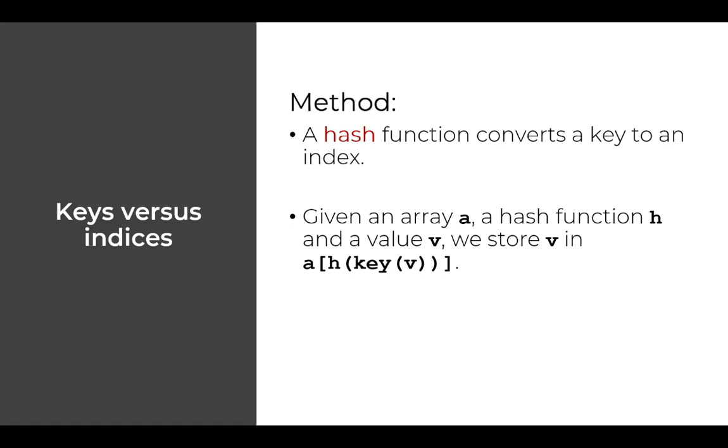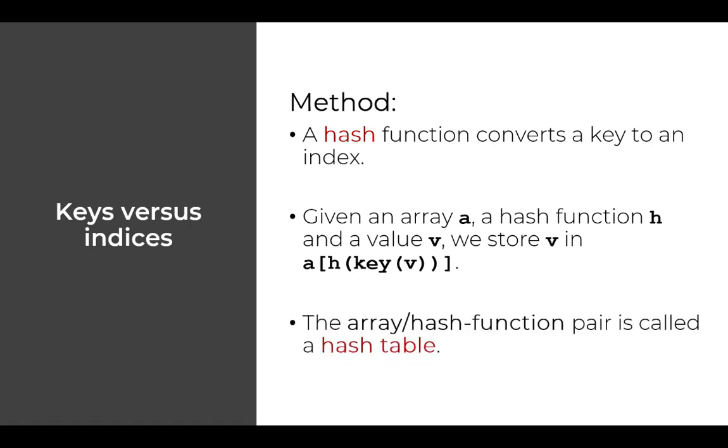All outputs are equally likely, or at least close to being equally likely. This means that the keys will be equally distributed throughout 0 to length of A. The array and hash function pair is called a hash table.